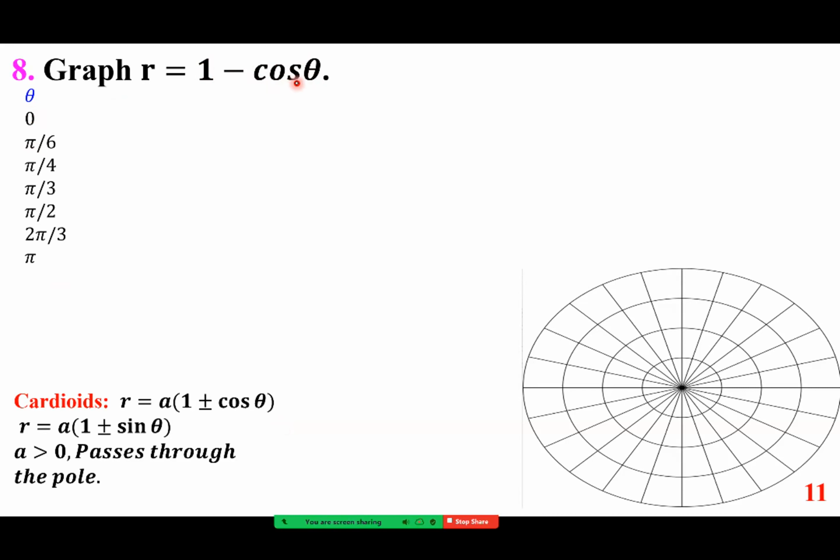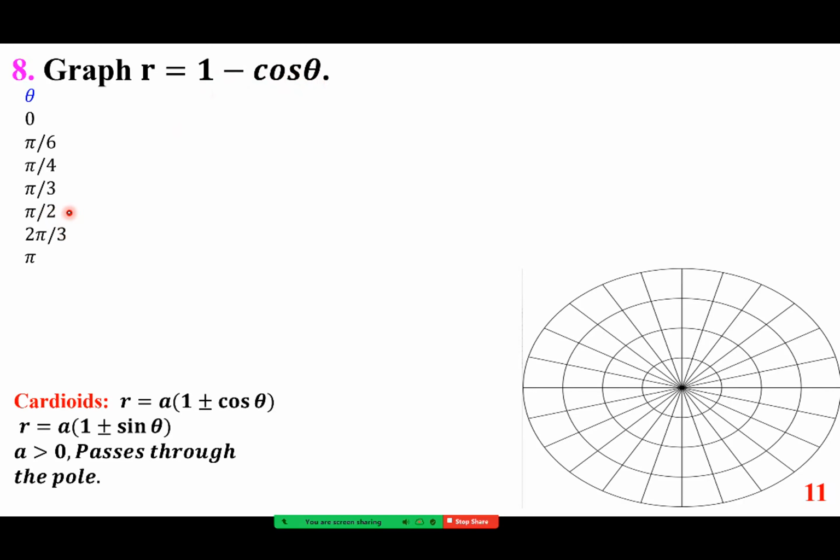Pi over 6: 1 minus cosine of pi over 6, 1 minus square root of 3 over 2. Pi over 4: 1 minus cosine of pi over 4, square root of 2 over 2. Pi over 3: 1 minus cosine of pi over 3, which is 1/2, 1 minus 1/2 is 1/2. Pi over 2, cosine is 0, makes it 1.